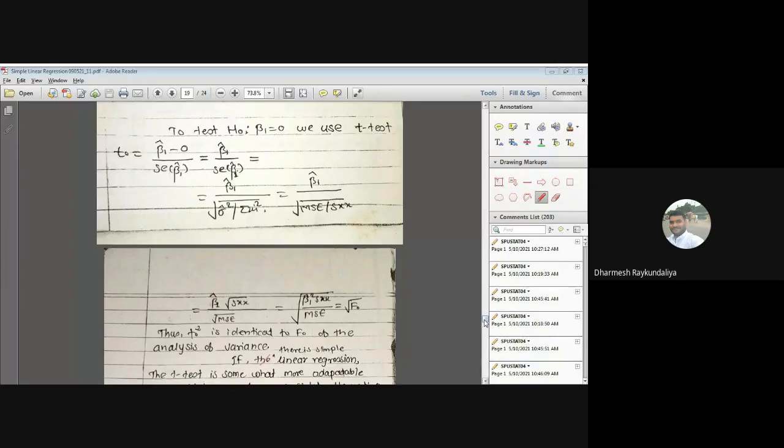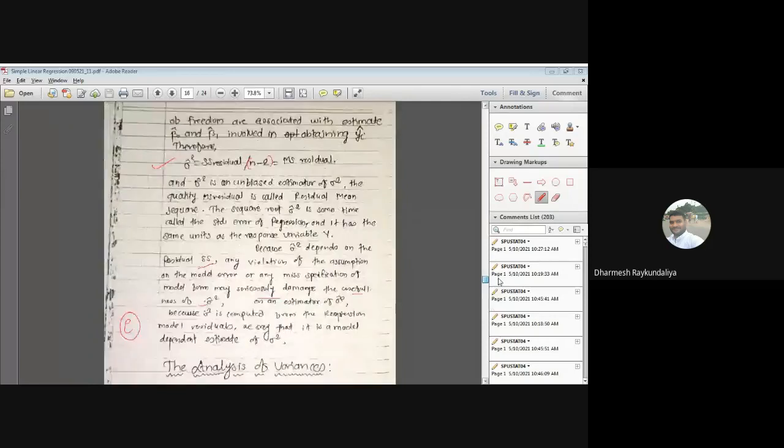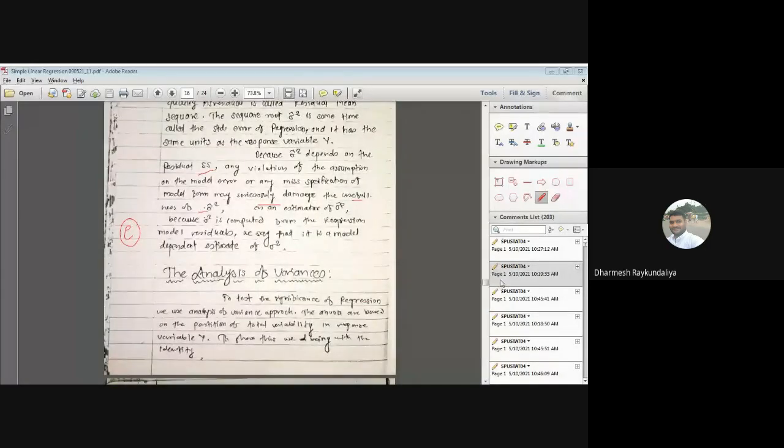We discussed simple linear regression, where y is a dependent variable and x is an independent variable. We define the model as y equals beta 0 plus beta 1 x plus epsilon, where y is dependent, x is independent, beta 0 is the intercept parameter, beta 1 is the slope parameter, and epsilon is a random error which has the normal distribution with mean 0 and variance sigma square.